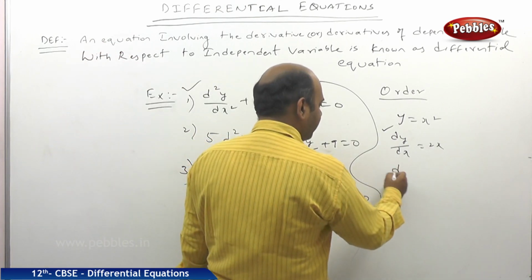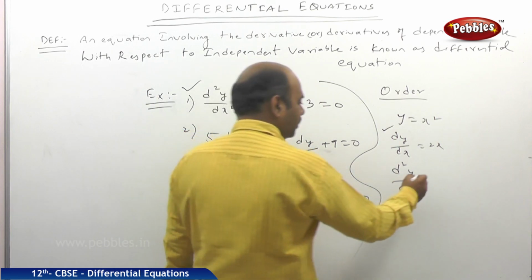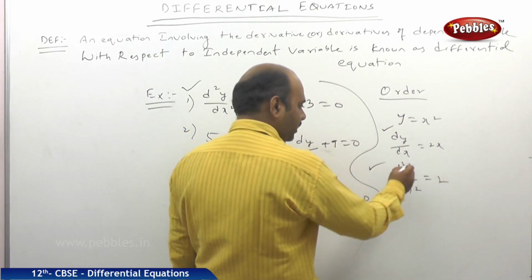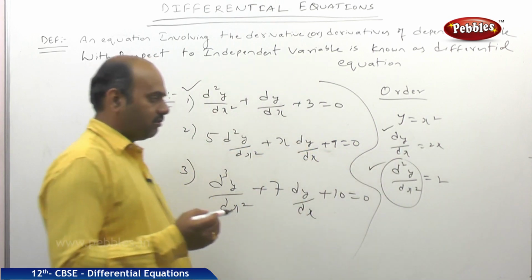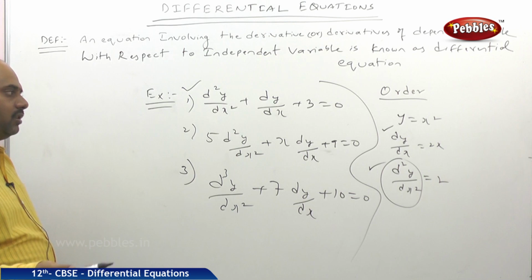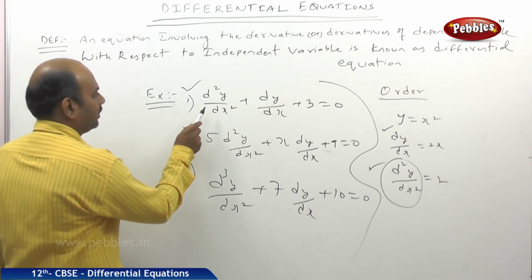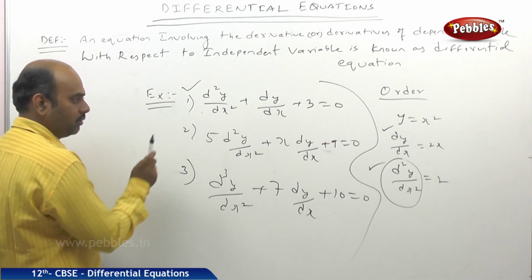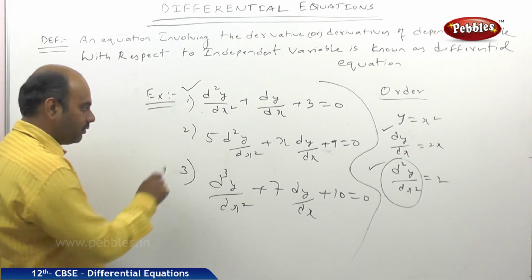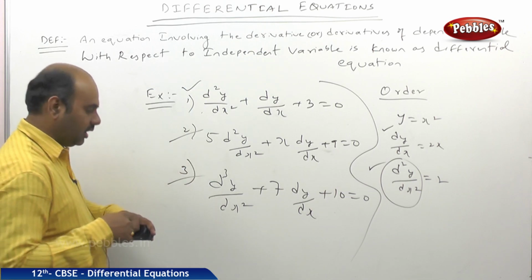Now if I differentiate again, I get d square y by dx square equal to 2. This d square y by dx square you call a differential equation of order 2. If you observe carefully, here it is a differential equation of order 2. Here also it is of order 2. Here it is a differential equation of order 3.